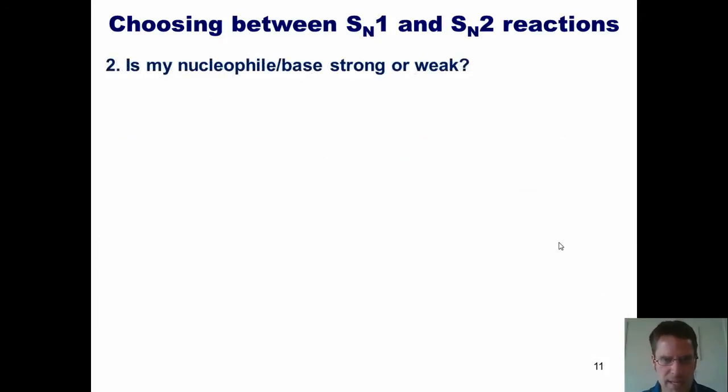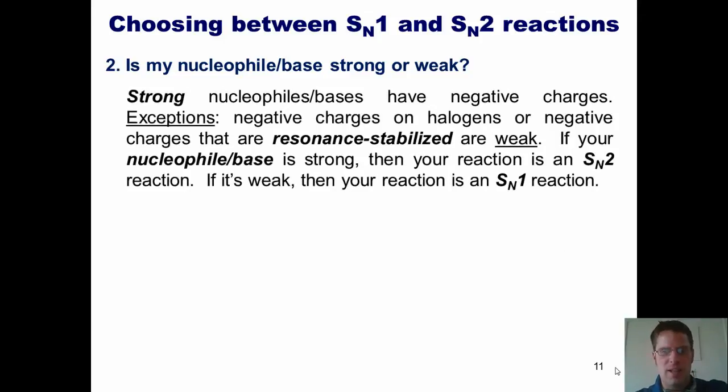But which one will it be? The answer depends on my nucleophile or base. So this brings us to question number 2. Is my nucleophile strong or weak? Now you might be wondering, what in the world does that mean? Strong nucleophiles have negative charges. The exception are negative charges on halogens or negative charges that are resonance stabilized. Those negative charges are weak. If you have a nucleophile that's strong, then your reaction will be an SN2 reaction. If it's weak, then your reaction will be an SN1 reaction.